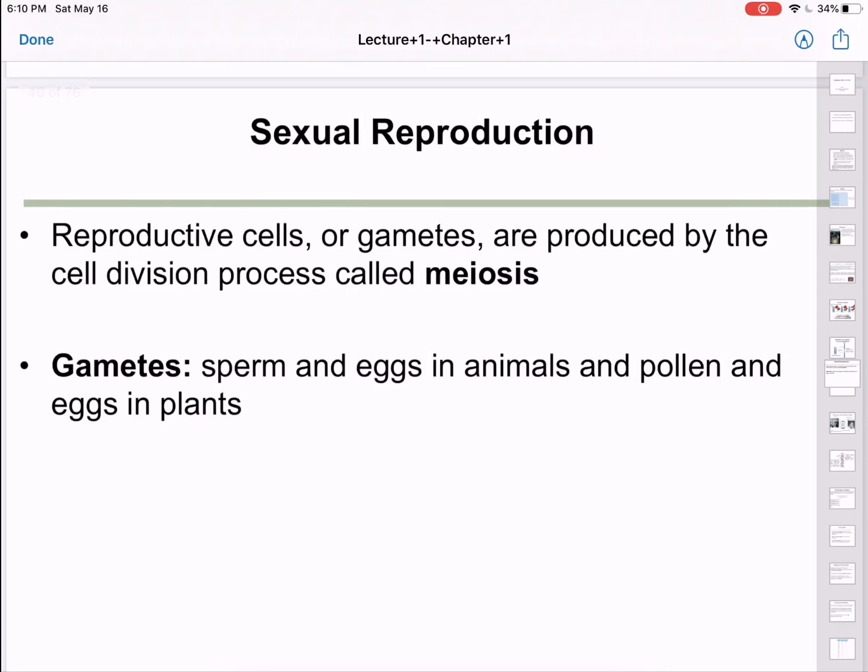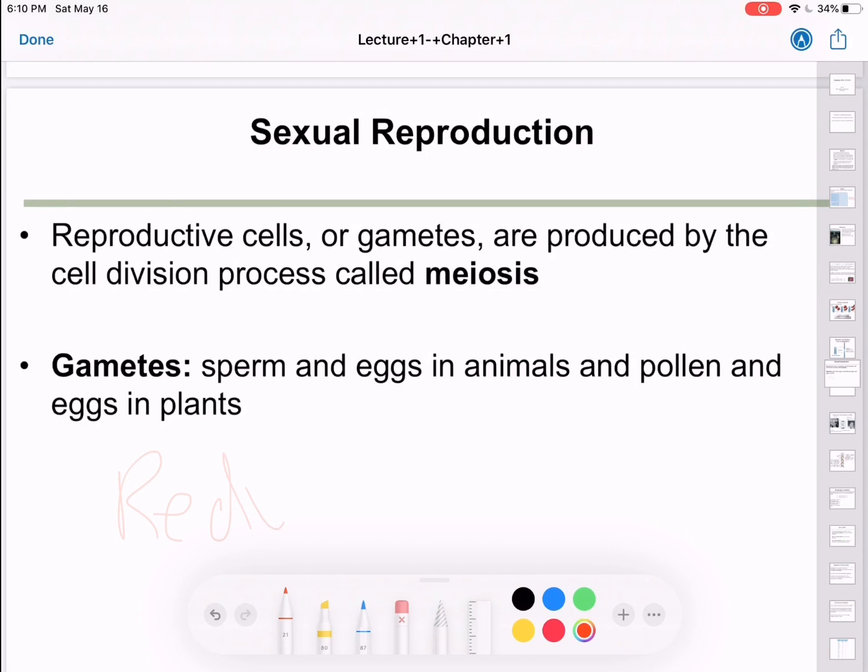And in sexual reproduction, gametes are produced through meiosis. And gametes are known as sperm and eggs in animals, and pollen and eggs in plants. And so that's why meiosis is also known as reduction division.